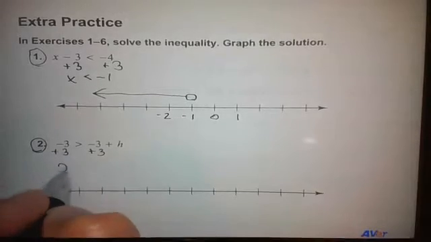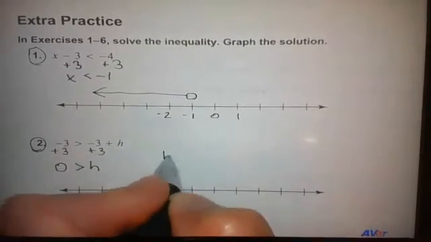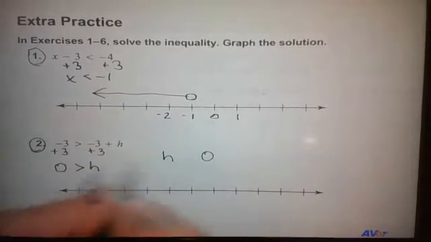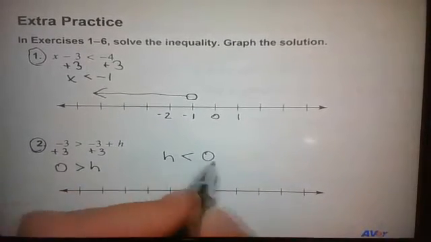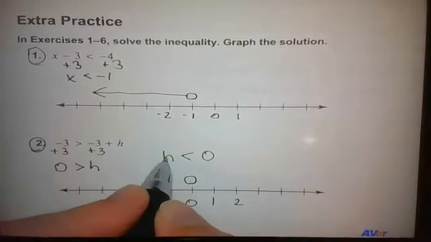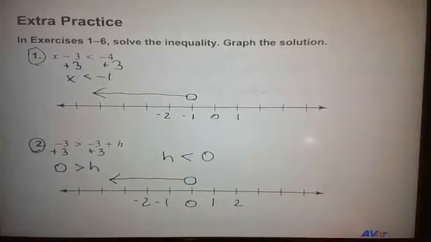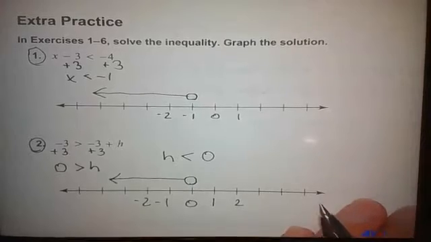Oh my gosh, I'm really freaked out now because 0 is a number, but for some reason we just hate on it. I want to switch this around, make sure it opens up to 0. This is maybe easier to graph. So 0, -1, 1, 2, and so on. I have my open circle, h is less than 0. So there's my answer. Okay, that's 2.2.